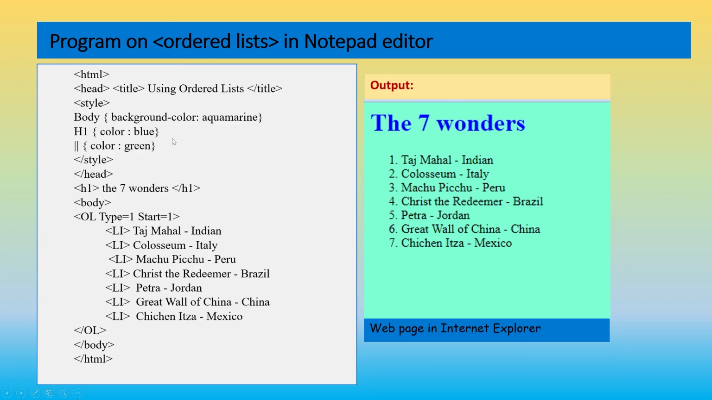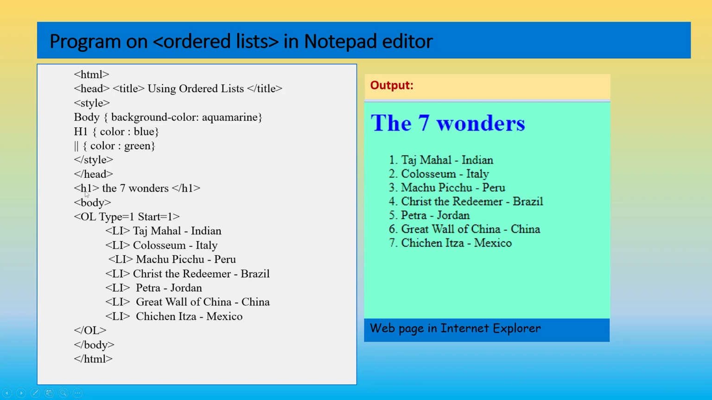Now H1 heading, wherever we have H1 heading, that will be colored in blue color. So you can see that 7 wonders is written in blue, and there is the color green for whatever is written after H1, the text of the output would be written in green color. Then I have ended the tag style with slash style. Now since internal CSS styling is written inside the head section, after writing all the styling, I have now written the ending tag for head, slash head.